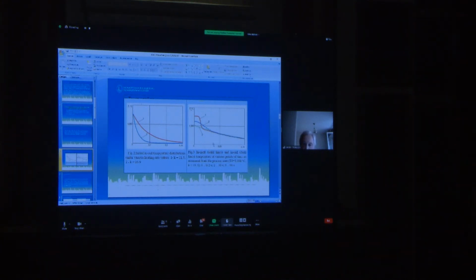The right picture shows the temperature in the melt in solid lines, and in the rail in dashed lines, at various points of time as measured from the process start. The temperature at start is 2300 Celsius. Curve 1 is 0.2 second, curve 2 is 10 seconds, curve 3 is 58 seconds.